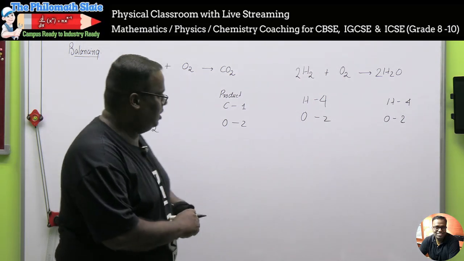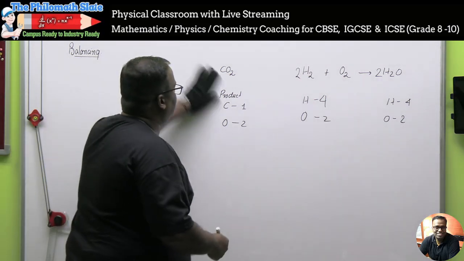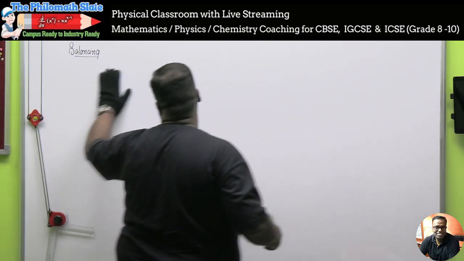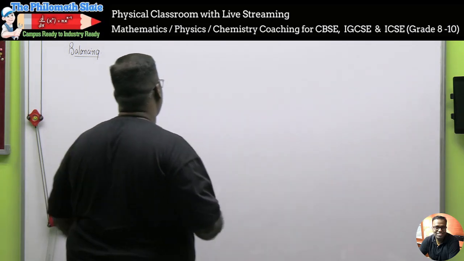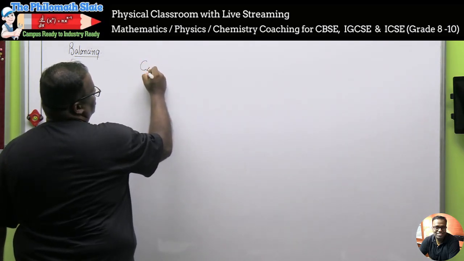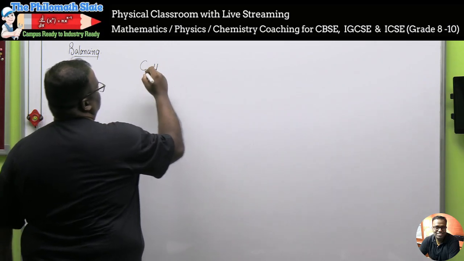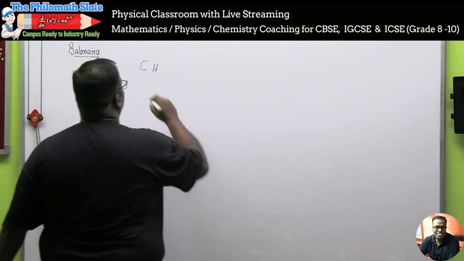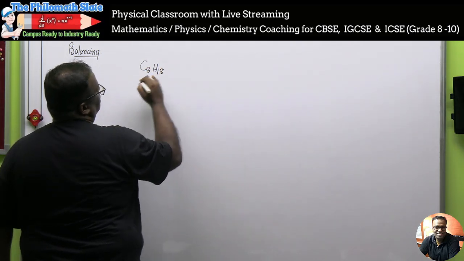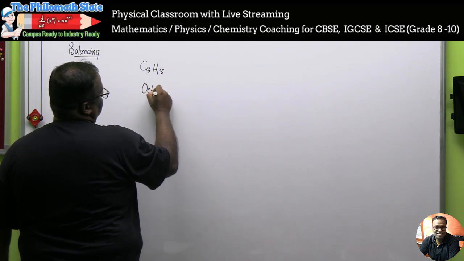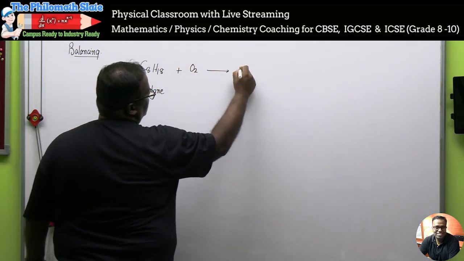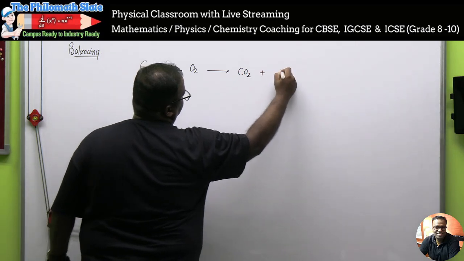मैं आपको एक equation देता हूँ, आप try करो पहले, ठीक है? And then I'll teach you how to do this. I'm just giving you an equation. You try to balance it. Say for example, I have C8H18, octane. This is a hydrocarbon called octane. It burns in oxygen to give me carbon dioxide and water vapor.